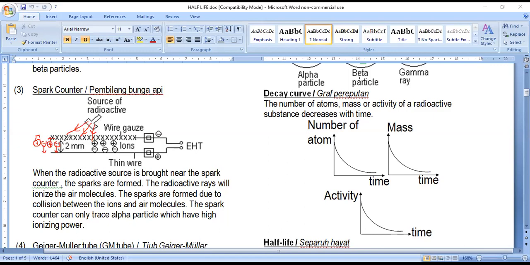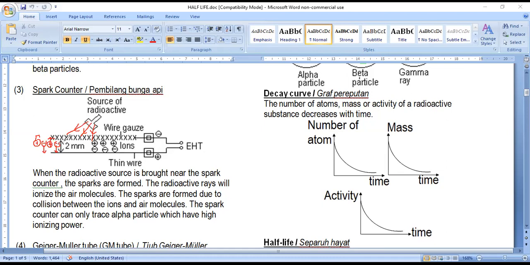So when the ions are moving in the opposite direction, they experience collision among the ions, and also with the air molecules. Because of the collision, there will be spark. That's why I call it spark counter, because it will form spark there when the ions move in the opposite direction.